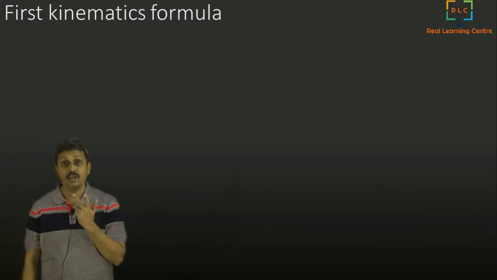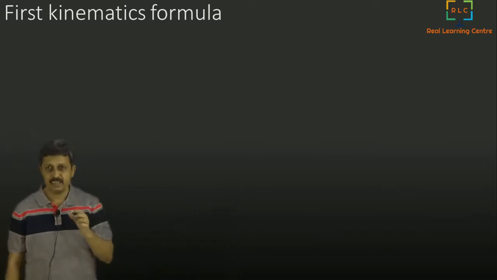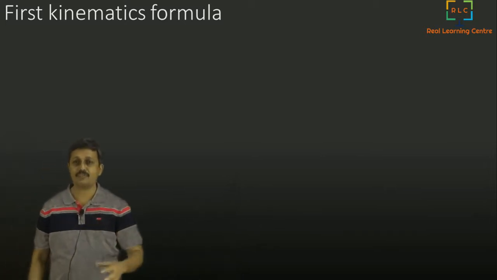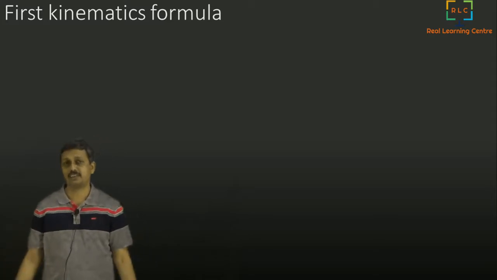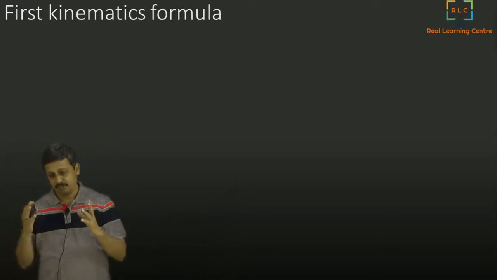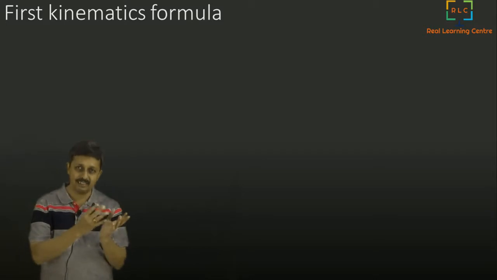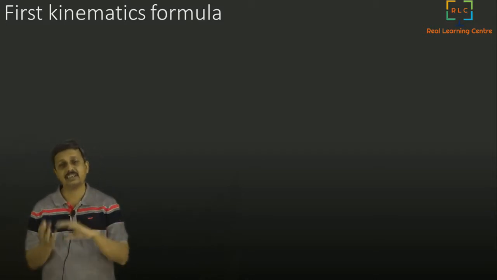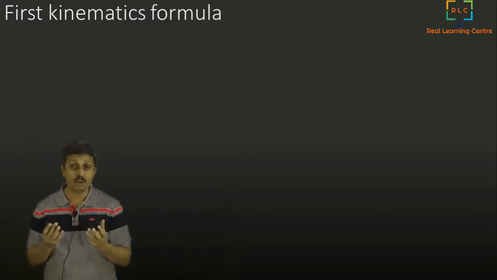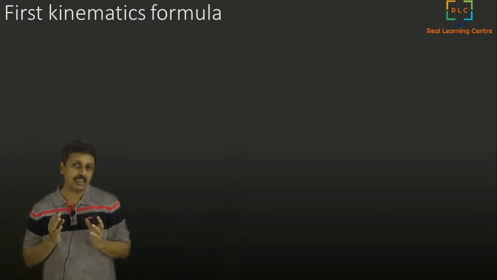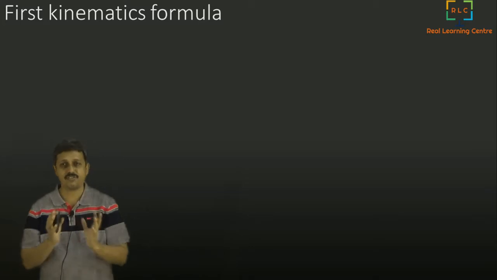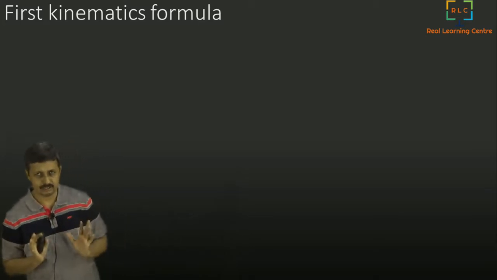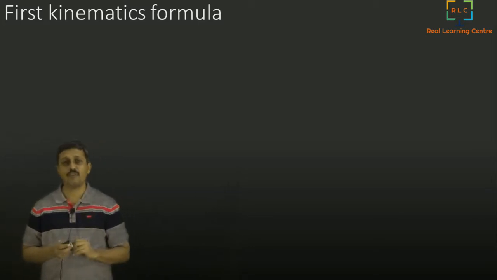So we are now going to formulate our first formula in kinematics. In physics we have two parts called kinematics and kinetics. In kinematics we talk about velocity, acceleration and all that, but we never talk about how one can accelerate it. We don't talk about the forces and all that, just acceleration. So this is our first kinematics formula.